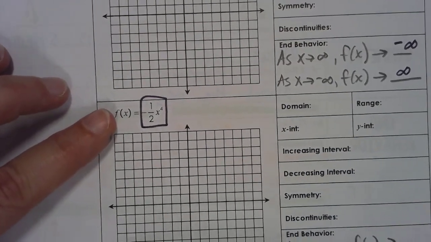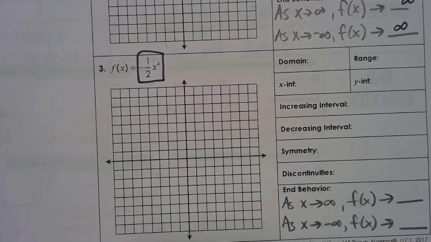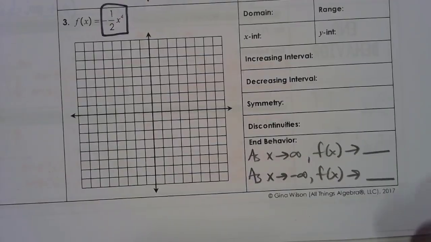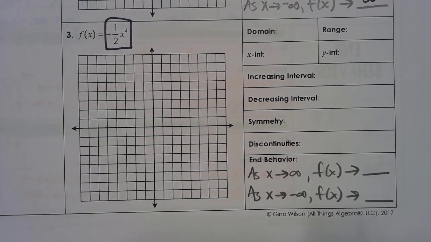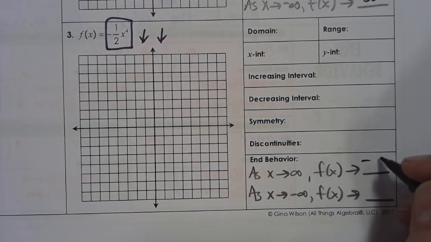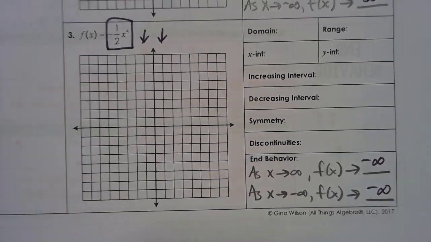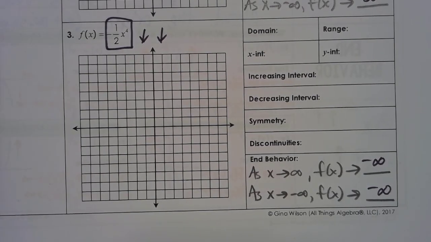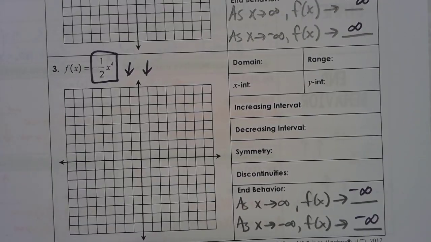Negative 1/2 x to the 4th. X to the 4th means same? Up or down? Down. Both down? Down. Okay. So I would like for you to try that without graphing, okay? Because I have a feeling we could do a really quick little quiz and just write that out. We could bust that out pretty quick.